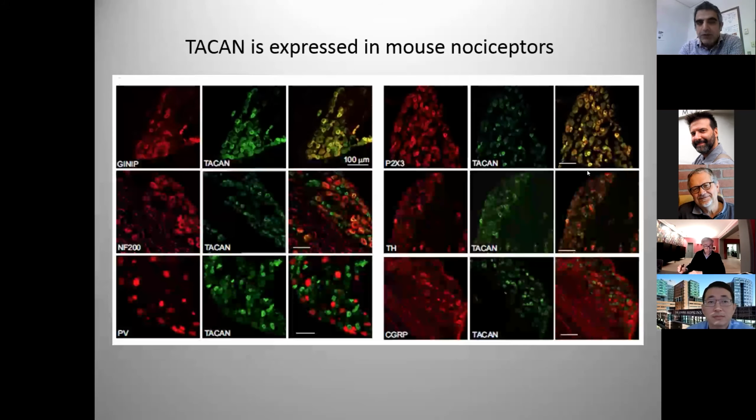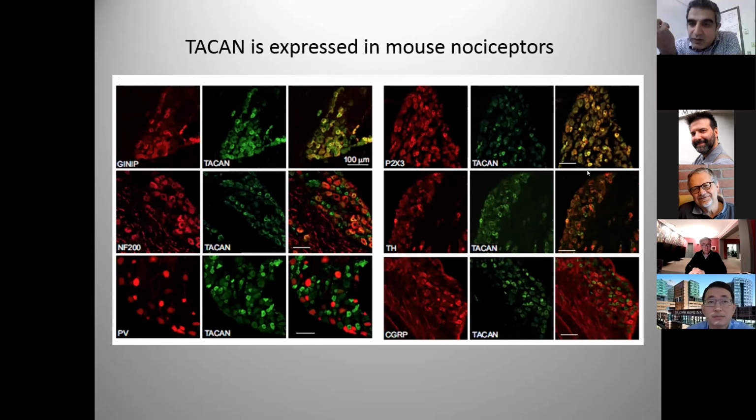So we generated an antibody, which we affinity purified against TACAN, and we tested it in knockout animals as well to verify its specificity. What you're looking at right now are cross sections of dorsal root ganglia in which you find all the different types of sensory neurons. So there will be proprioceptors, which can be identified with an antibody against parvalbumin, and they can also be touch sensitive neurons or pain sensitive neurons.